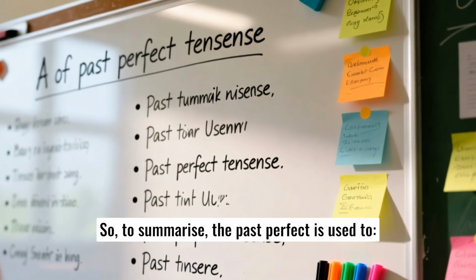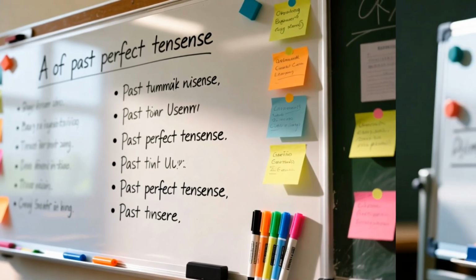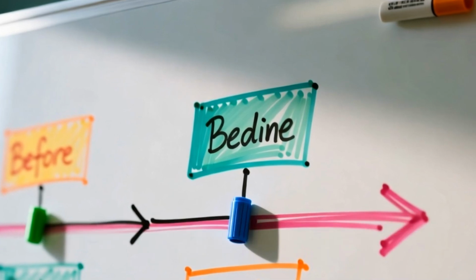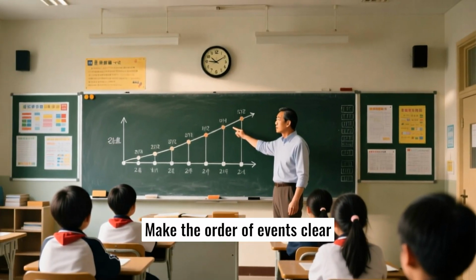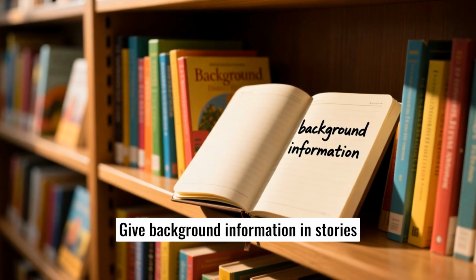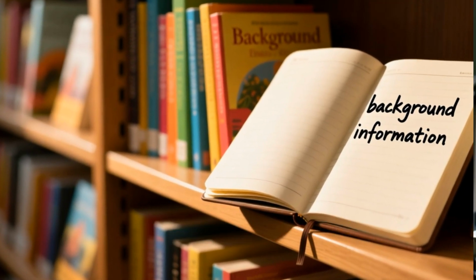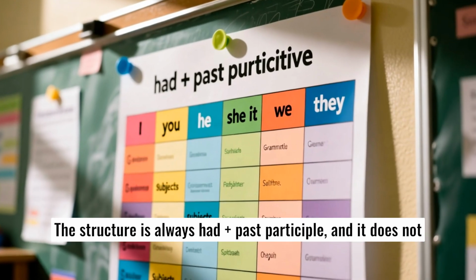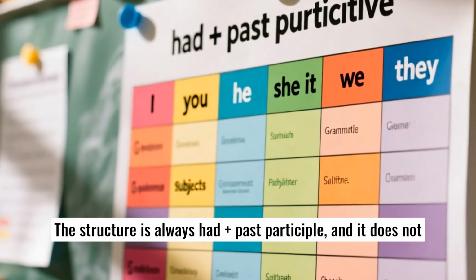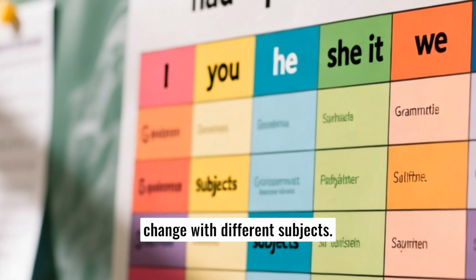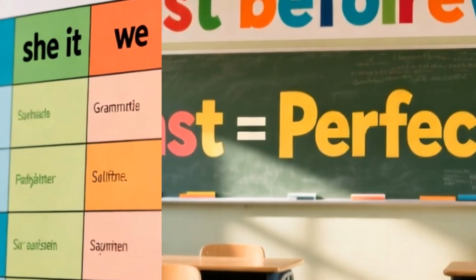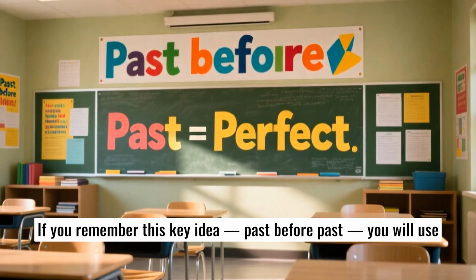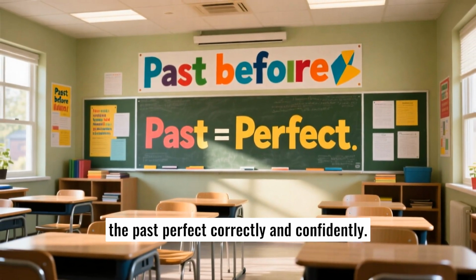So, to summarize, the past perfect is used to show that one past action happened before another past action, make the order of events clear, give background information in stories, and show cause and effect in the past. The structure is always had plus past participle, and it does not change with different subjects. If you remember this key idea, past before past, you will use the past perfect correctly and confidently.